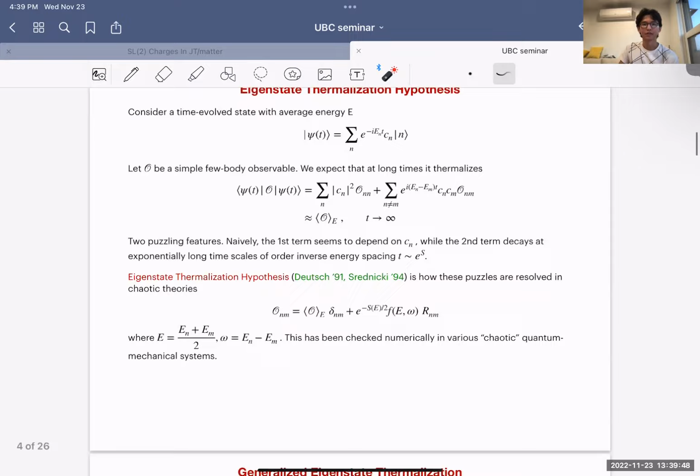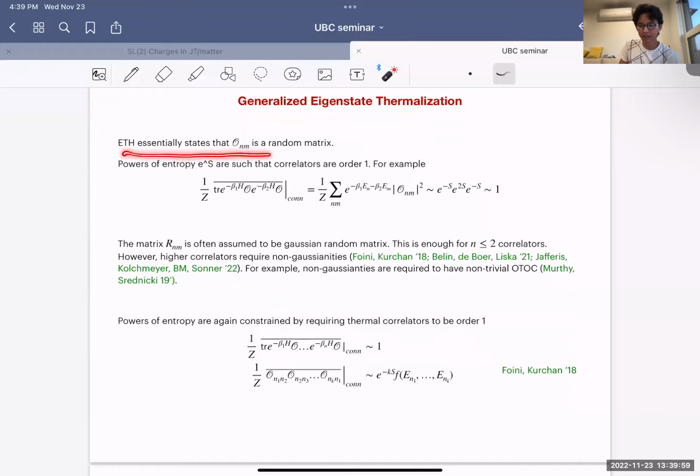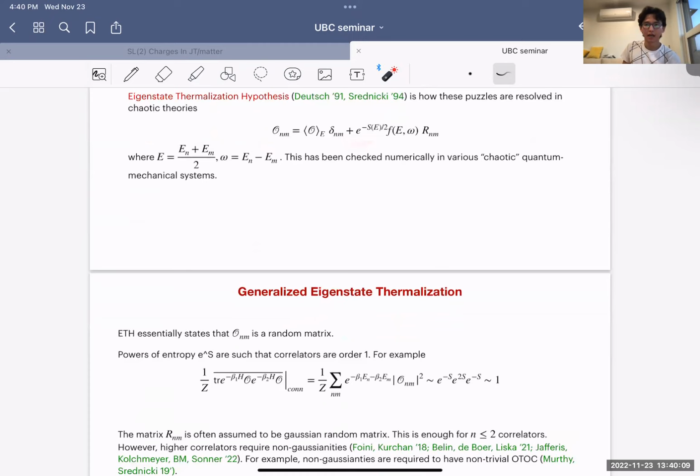Okay, so this was a sort of old story. I'm sure you know this pretty well. ETH essentially states that O_nm is a random matrix. So in particular, these powers of e to the minus S here are such that the thermal two-point correlator is of order one, as we physically expect.